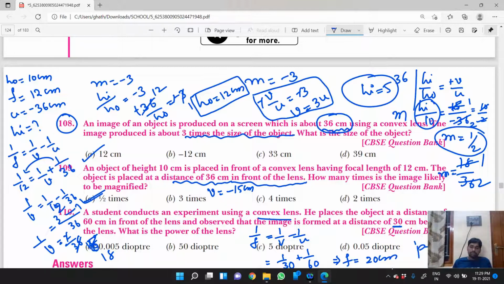Power is equal to 100 by focal length, that is 100 by 20, so we get 5 diopters. The answer is 5 diopters.